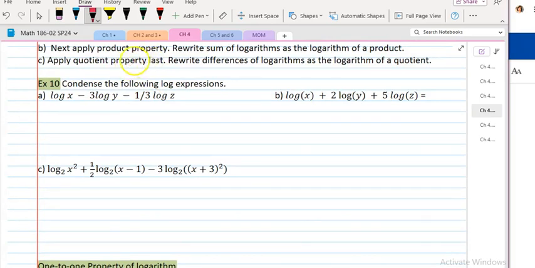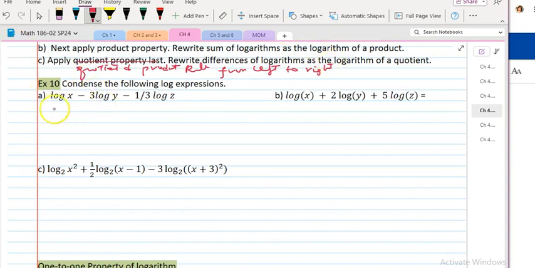Well, I would say apply quotient and product rule from left to right. Yeah, I think I would change it like this.